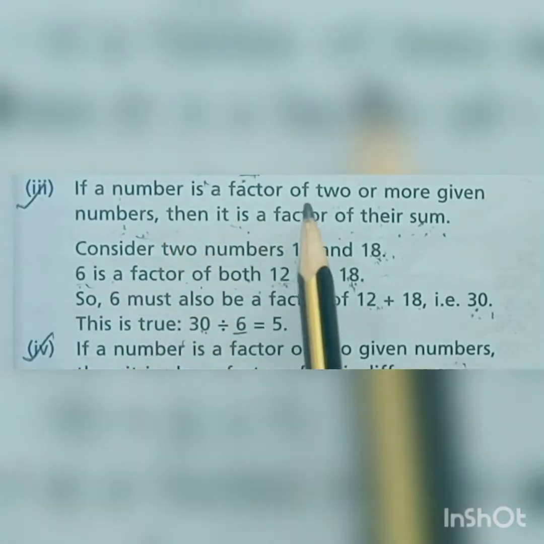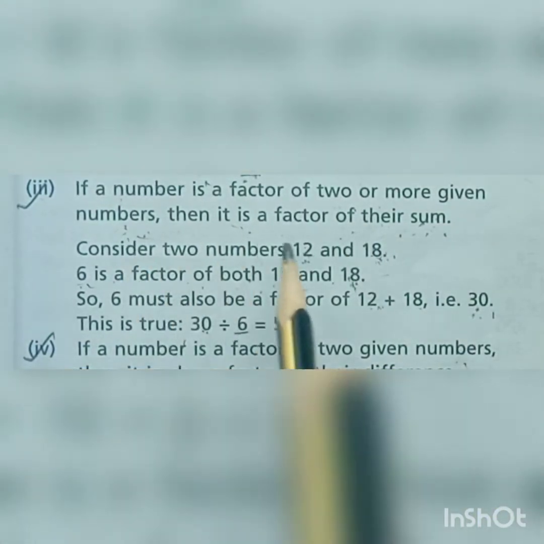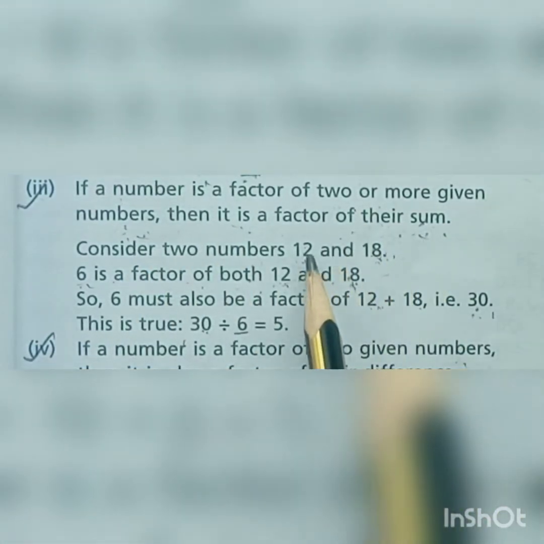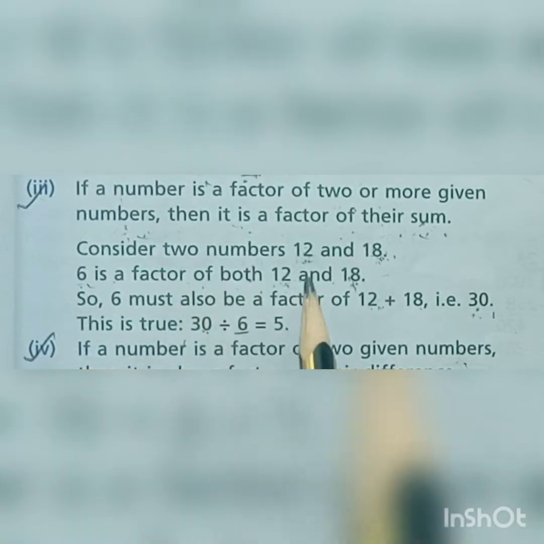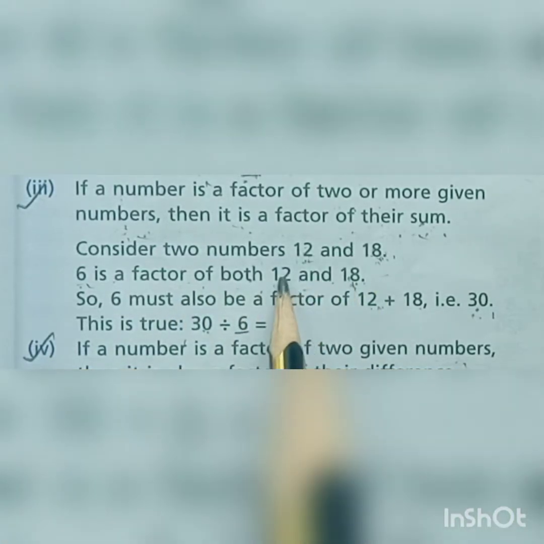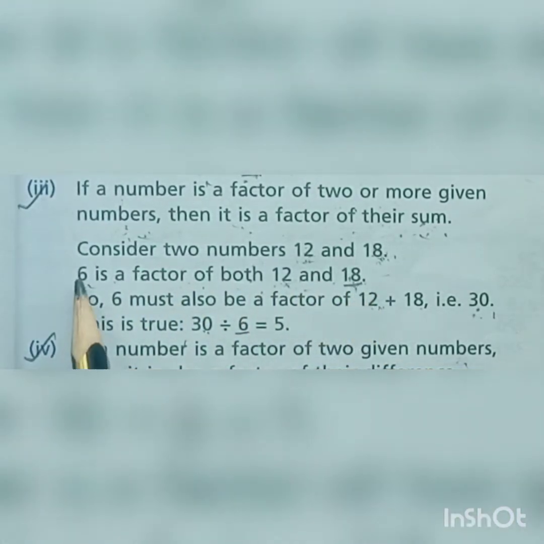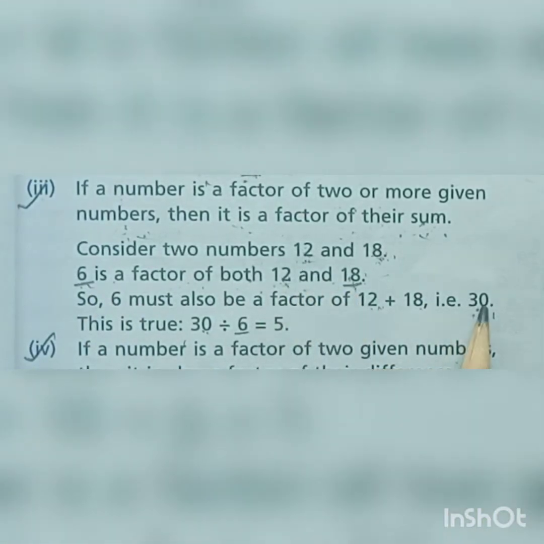The next property is: if a number is a factor of two or more given numbers, then it is a factor of their sum. The two numbers are 12 and 18. 6 is a factor of 12 and 18 because 12 is divisible by 6 and 18 is divisible by 6. And the sum of 12 and 18 is 30. 6 is also a factor of 30 because 30 is divisible by 6.